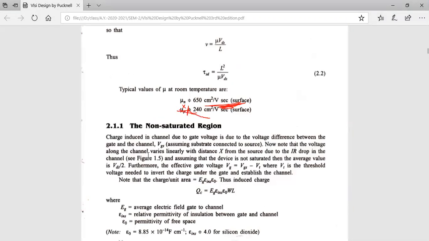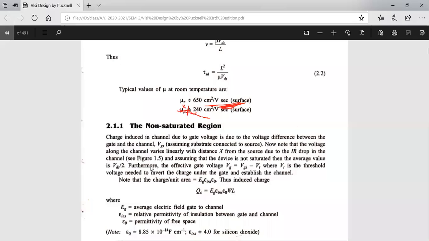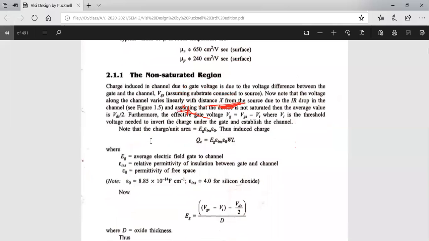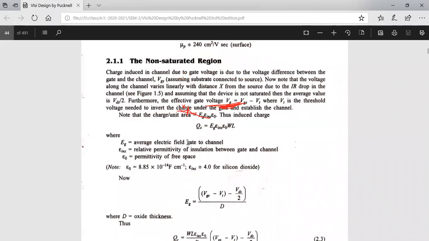In the saturated region, we have some value like this, right? The average electric field between the gate and the channel.